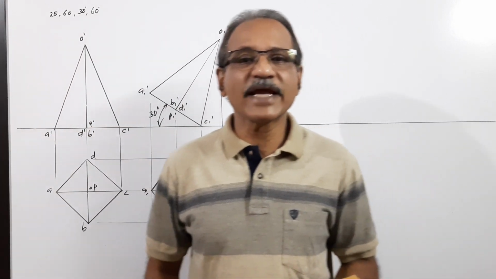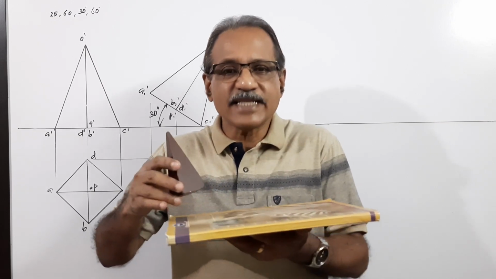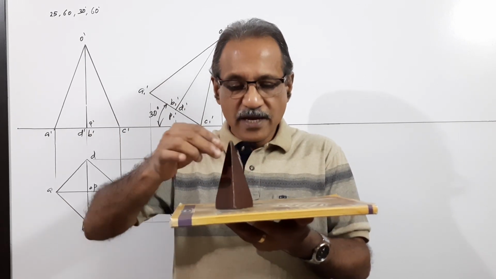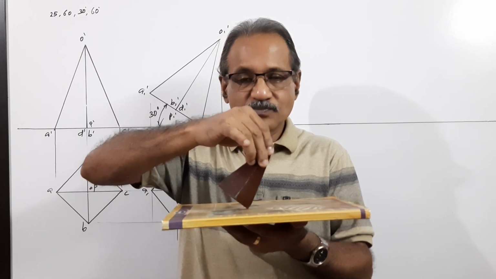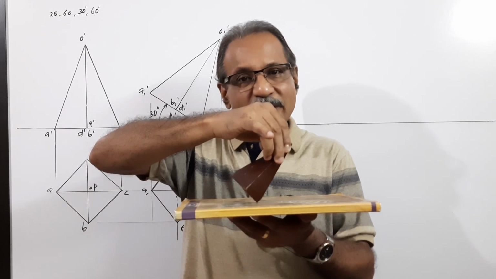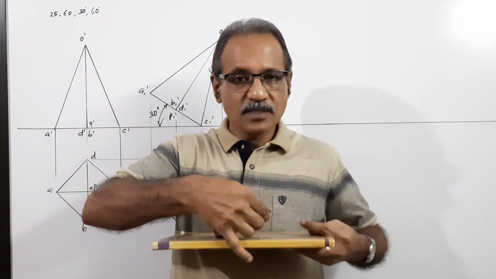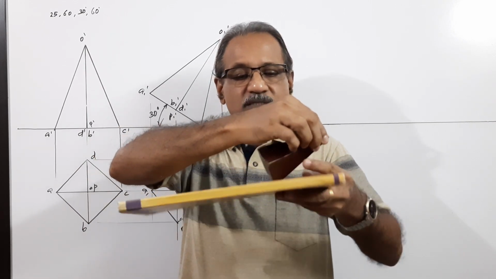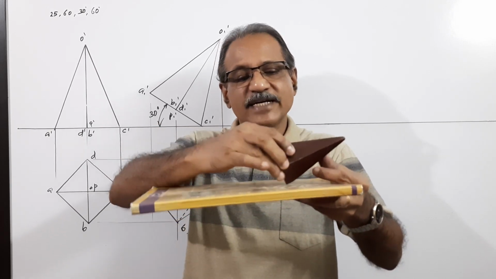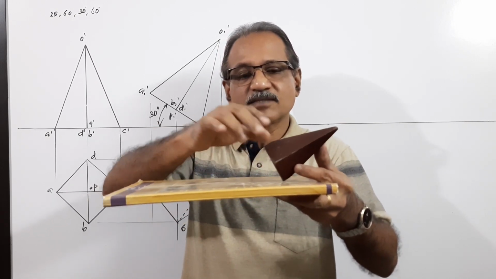First question, that is question number 3 of module 2. Question number 3 says that a square pyramid is resting on HP on a corner of the base, with the square base inclined at 30 degrees to HP. That means the angle which the base makes with HP is 30 degrees.